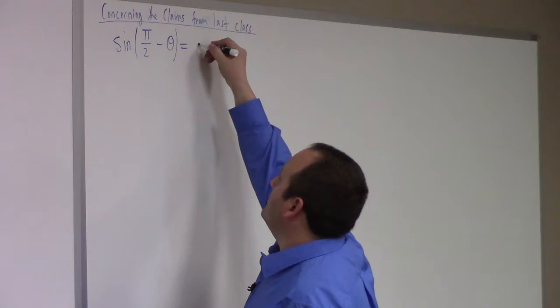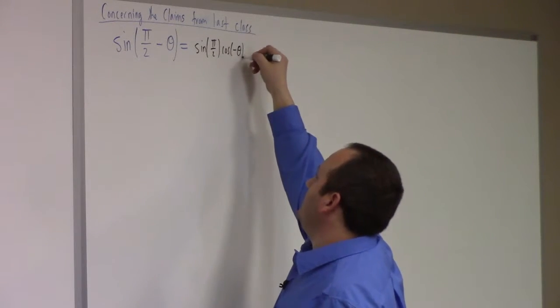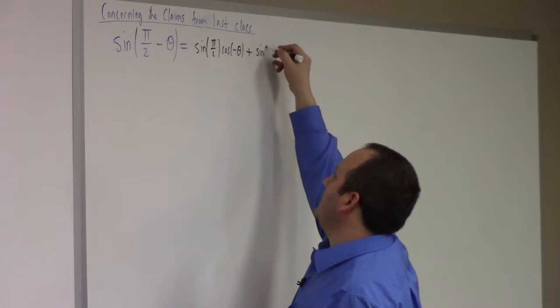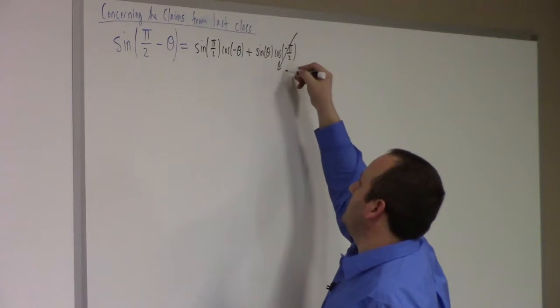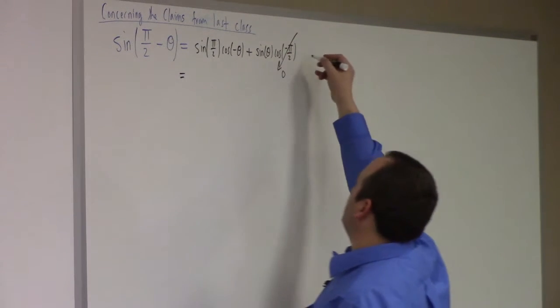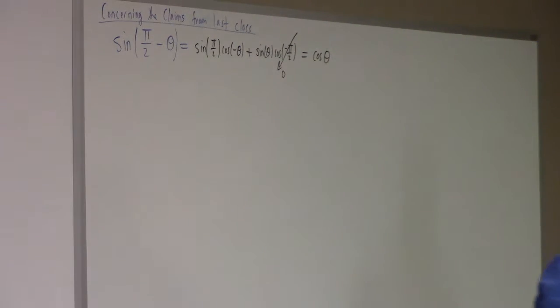This is what? Sine of pi over 2, cosine of minus theta, plus what? Sine of theta, cosine of minus pi over 2, however you want to write this. Anyway, this is 0, and that's 1. And so, I mean, let me just get to the point. This all is just cosine theta. So sine of pi over 2 minus theta is equal to cosine of theta. All right? So this is one of the relations between sine and cosine just directly. They're just a shift of one from the other, right?